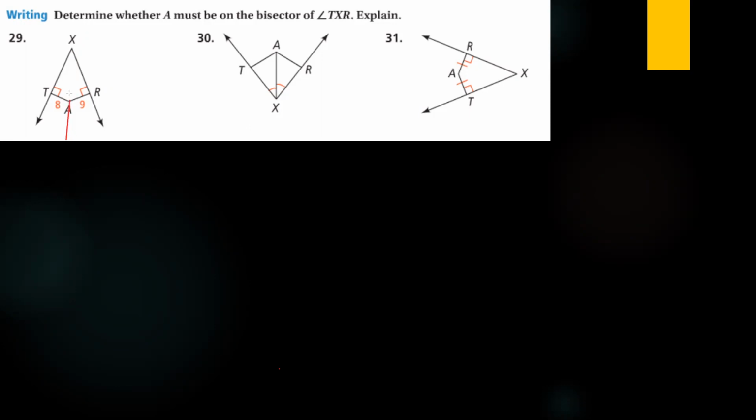Teacher, they are not equal. They are not equal. So can I say that point A is on the bisector? No. Bravo. Since the distance TA is not equal to the other distance, and since they are not equal distances, point A will not be on the bisector of the angle TXR. Okay.